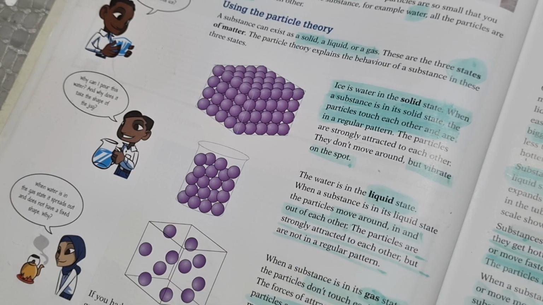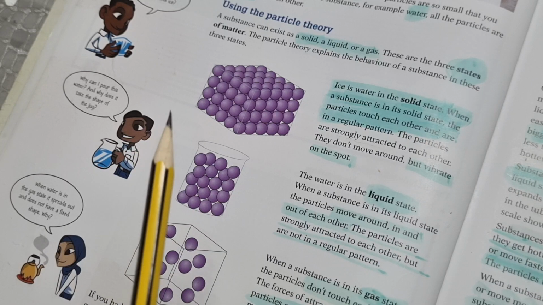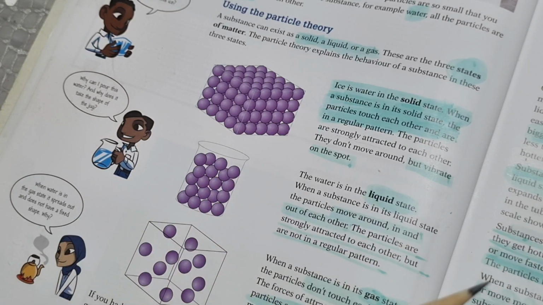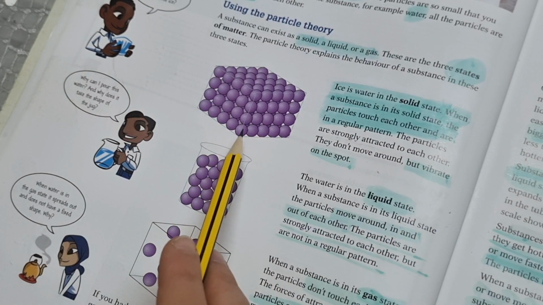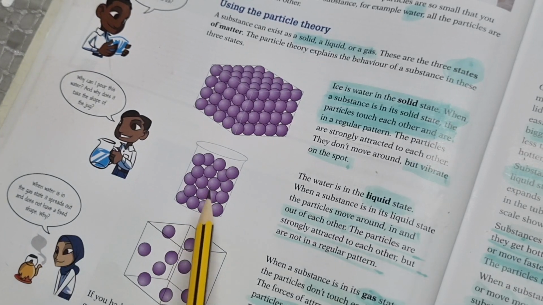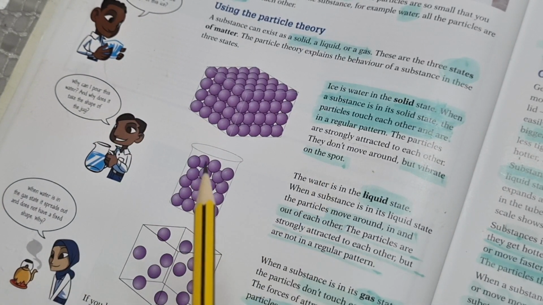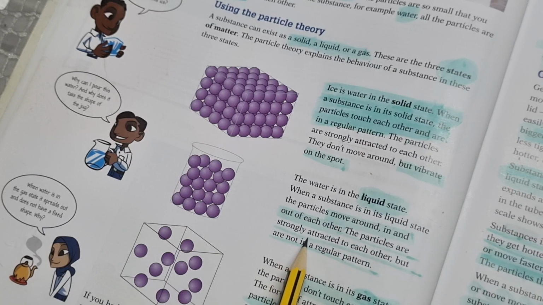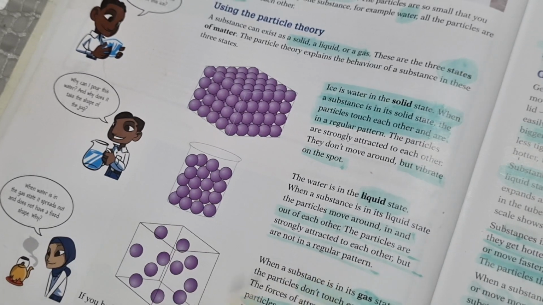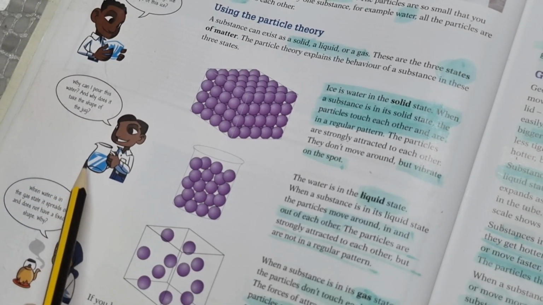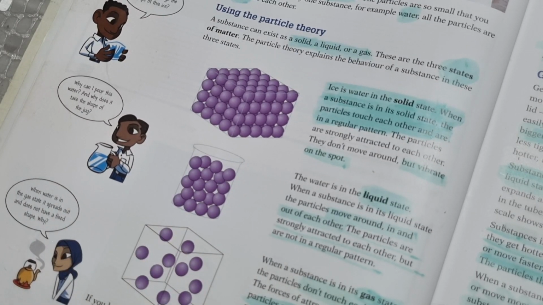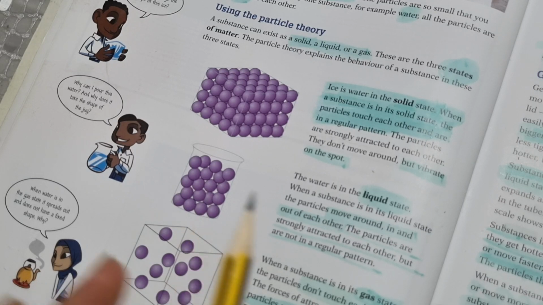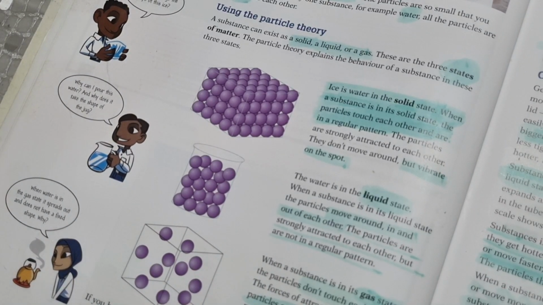The particles are strongly attracted to each other, but are not in a regular pattern. So we should know here that they are strongly attracted to each other, but they are not in a regular pattern. We can see they are not neat like the solid. So in the liquid state, they move around and they are strongly attracted to each other, but not in a regular pattern. And here, if we pour water in any container, it takes the shape of the container that we have.